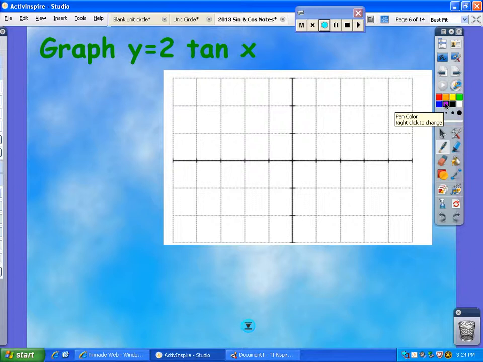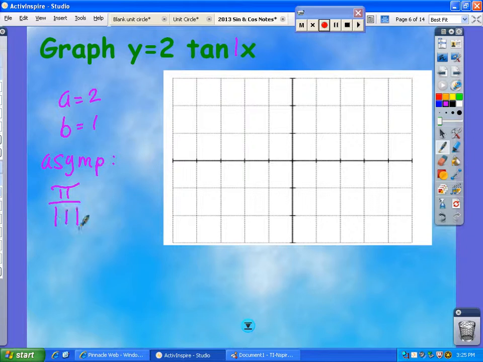All right, let's graph it. So here, notice A is 2, and B is your coefficient in front of the x. We're going to change that in a minute and see what happens. B here is 1. Before you start graphing these things, figure out what your asymptotes are. Again, it's about memorizing a formula. The period is pi over the absolute value of B. The asymptote is given to you by pi over 2B.